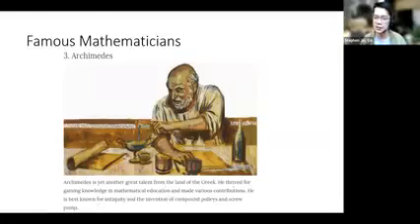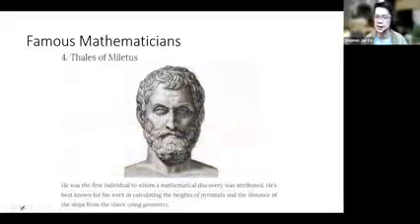He made various contributions, best known for antiquity and the invention of compound pulleys and screw pumps. And Thales of Miletus was the first individual to whom a mathematical discovery was attributed. He's best known for calculating the heights of pyramids and the distance of ships from the shore using geometry.